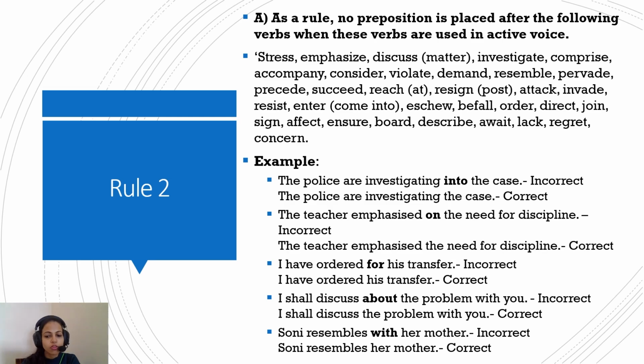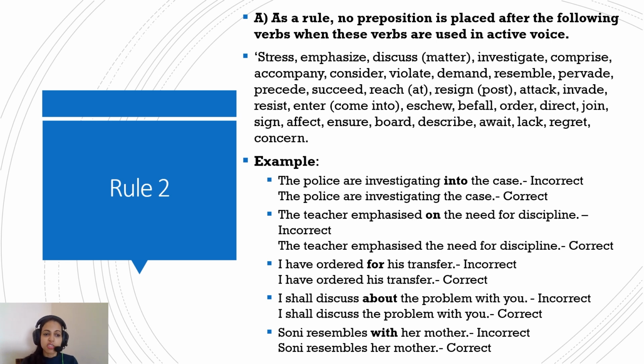I shall discuss about the problem with you. Here, discuss itself is establishing the relation. There is no need for the preposition about. So, I shall discuss the problem with you. There is no need of about. It makes complete sense. What is the need of about here? About only makes it repetitive and redundant. It is of no use.